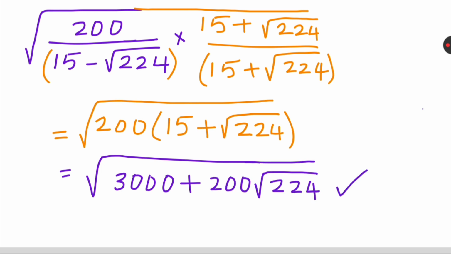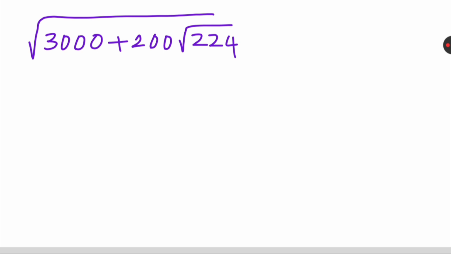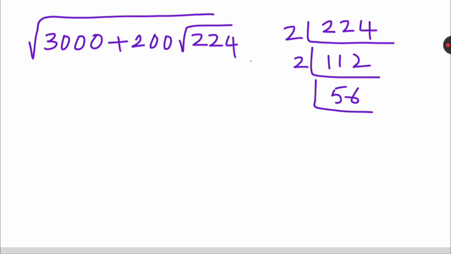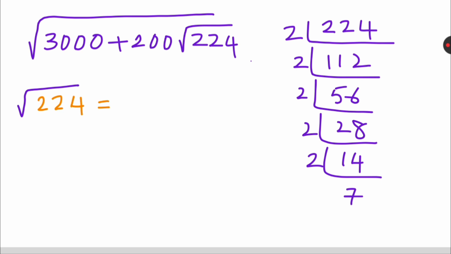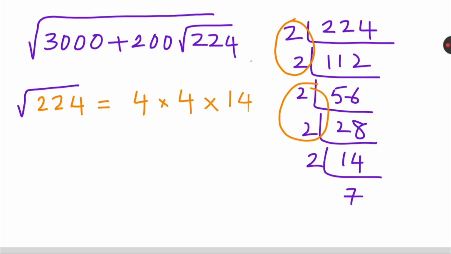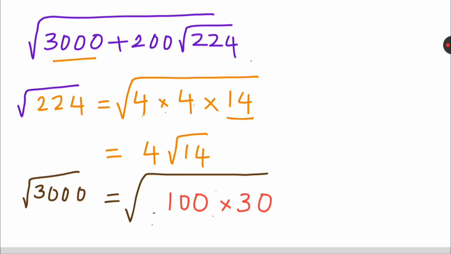Let's solve this. Let's find the prime factors of 224. 224 we can write as 2 times 2, which is 4, then 2 times 2, which is 4, times 2 times 7, which is 14. So if you take the square root, root 4 times root 4 gives only 4, and then we are left with root 14. So square root of 224 we can write as 4 root 14. Let's observe the 3000. The square root of 3000 we can simply write as 100 times 30, isn't it?